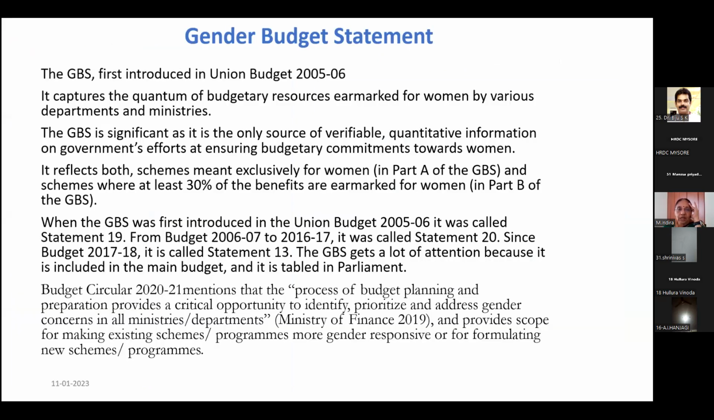The gender budget will have a gender budget statement. First, it was introduced in 2005-6, and they announced the gender budget statement in 2005-6 itself. What this statement says is, it captures the quantum of budget resources earmarked for women by various departments. So it is a budget statement, in which expenditures are given for the 2005-6 budget, and how much money is earmarked for women by various departments. The gender budget statement is significant as it is the only source of verifiable quantitative information.